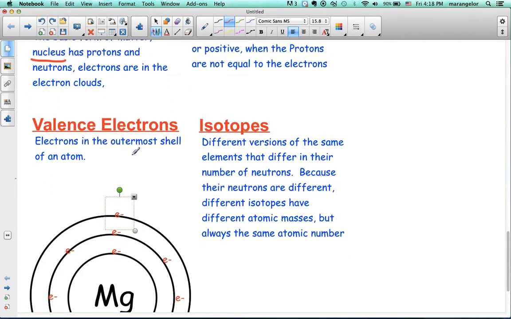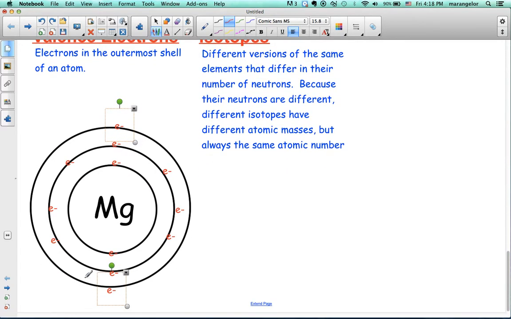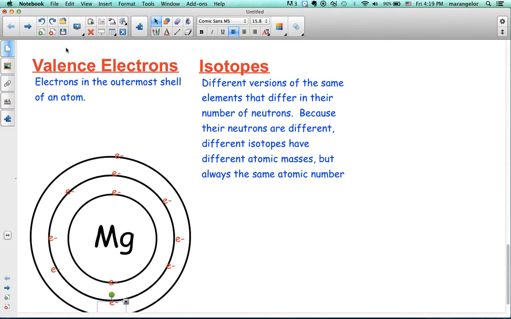When we go down here, we can look at a Bohr model of the atom. Now, I drew this on the board for all of the classes, and I just made one model here. Magnesium has an atomic number of 12. Therefore, it has 12 protons. Now, the neutral atom of magnesium also has 12, count them, electrons. There are 2 electrons in the outermost shell, and we call those valence electrons: electrons in the outermost shell of an atom.